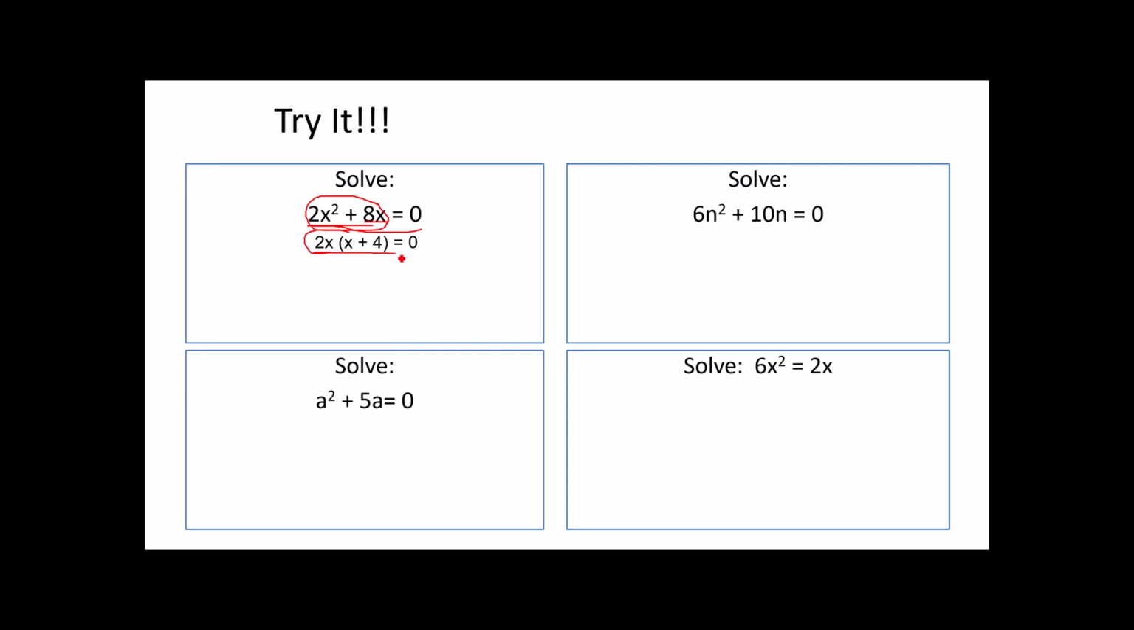Notice right here, this looks like the ones we solved earlier. You've got 2x multiplied by x plus 4. This is factored form. The zero product property says in order for that to equal 0, either the 2x is a 0 or the x plus 4 is a 0. Which means if I divide both sides by 2, this is x equals 0. I subtract 4 from both sides, that equals negative 4.